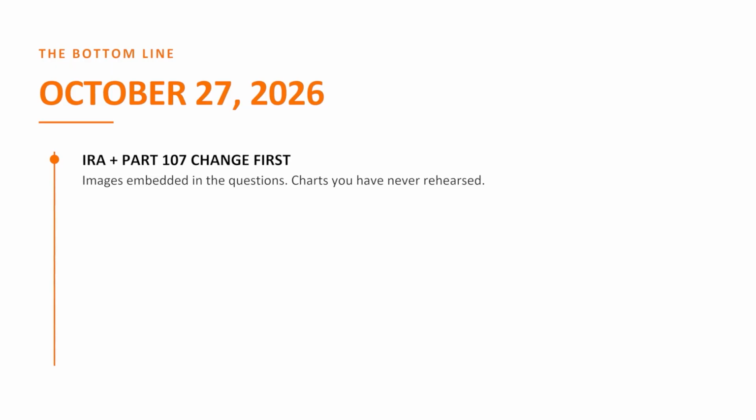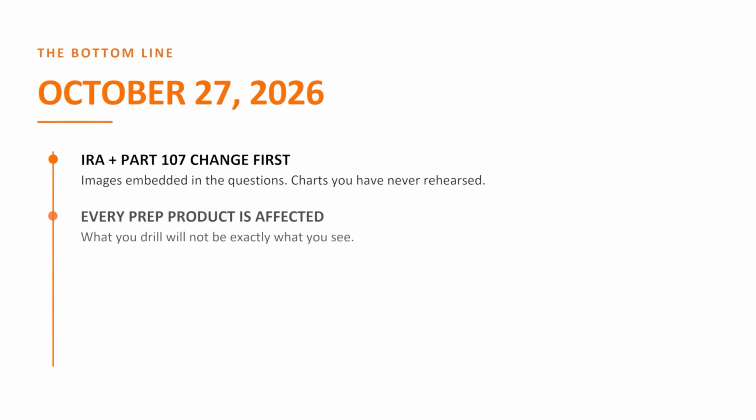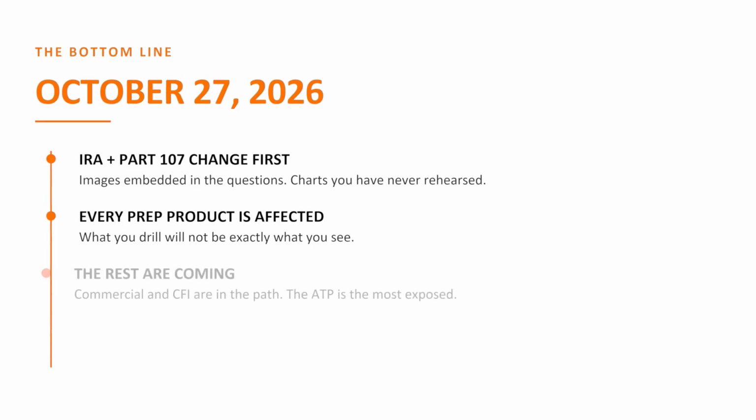Now, yes, I do know that this is going to take longer for them to understand, but at the end of the day, they're going to actually learn a skill that they're going to be able to apply when they go into an airplane. So here's the bottom line. October 27 of this year, the instrument written test and the Part 107 written test are changing. Embedded charts you've never seen before. Every prep product on the market, that includes Sheppard Air, King's, ASA, whoever you're using, is no longer going to be exactly what you see when you go take the test. And the rest of the tests are coming, including the ATP.